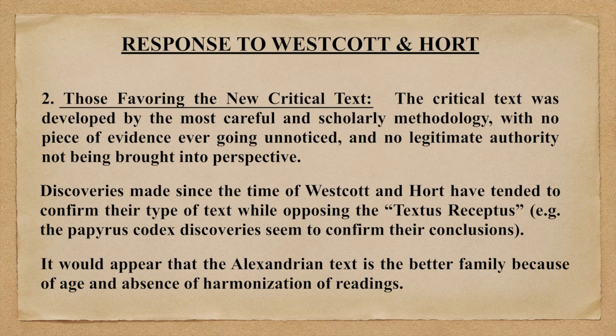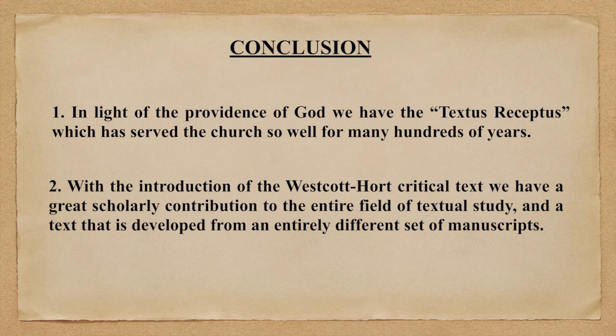Discoveries made since the time of Westcott and Hort have tended to confirm their type of text while opposing the Textus Receptus. For example, the Papyrus Codex discoveries seem to confirm their conclusions. Thus, it would appear that the Alexandrian text is the better family because of the age and absence of harmonization of readings. In conclusion, there are two recognized manuscript textual lines of the New Testament text.